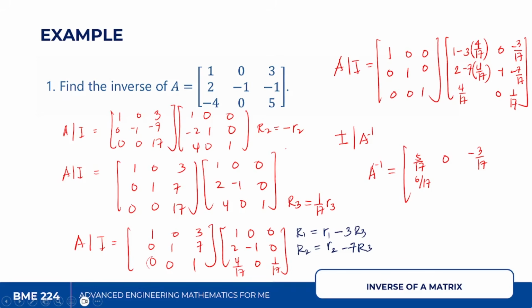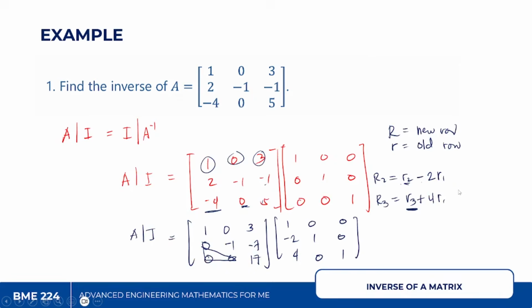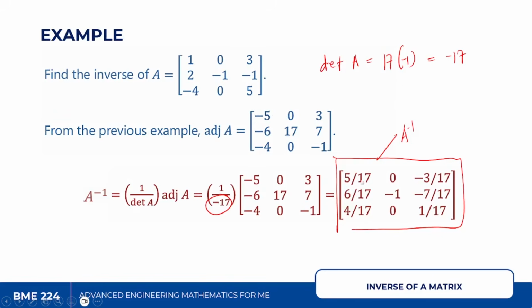Ito, magiging negative 1 pa rin yan, and then ito, negative 7 over 17. So for the last one, 4 over 17, 0, 1 over 17. Now, ito na yung magiging inverse matrix. Now, let us check if same ba ito nung adjoint method. Okay, paki-memorize guys. Then I will change the slides. Balikan natin yon. Okay. So, napansin nyo, 5 over 17, 6 over 17, 4 over 17. Same lang yan. Okay? With row operation method.